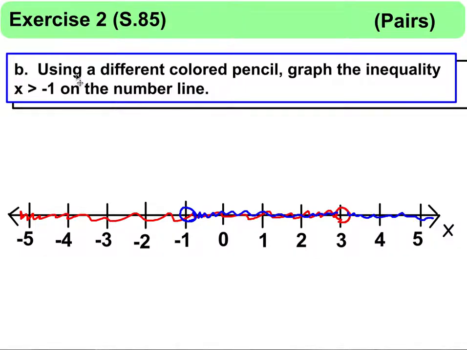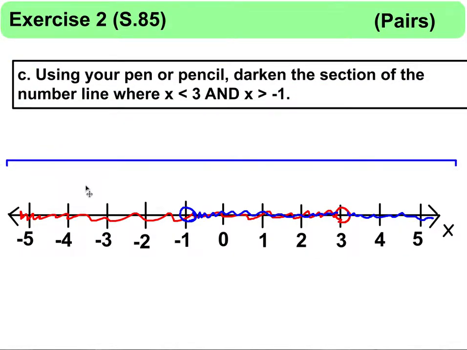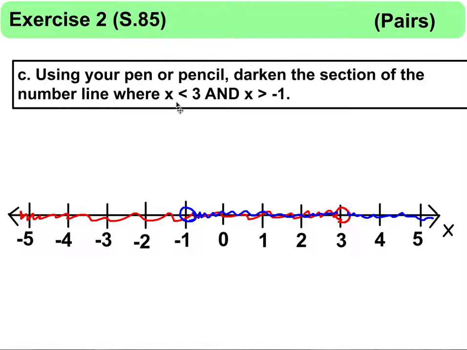What we want the students to understand in this design is, using your pen or pencil, darken the section of the number line where x is less than 3, and is greater than -1. So really what becomes the solution here is the notion that we have this part here shading over to here and including this. This purple region is what both of those inequalities have in common.